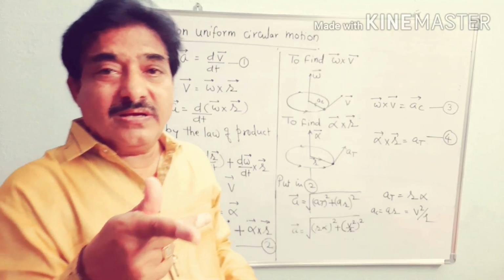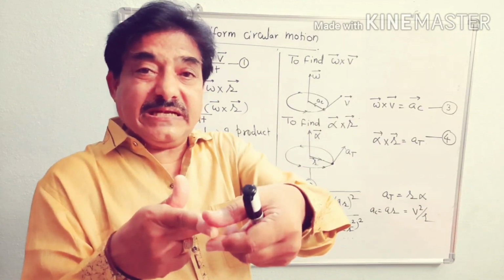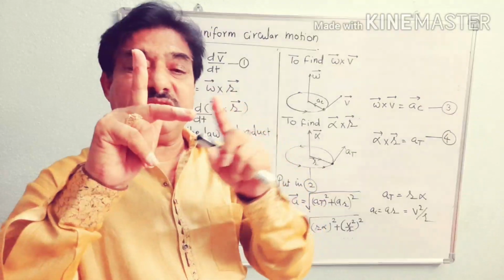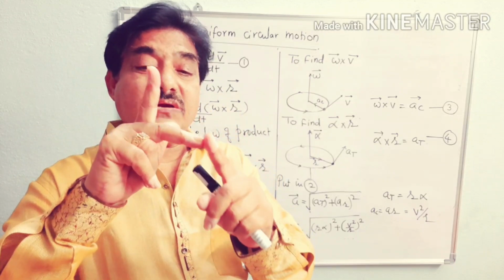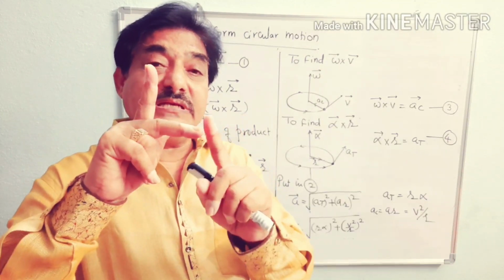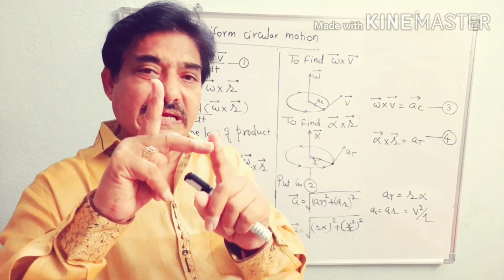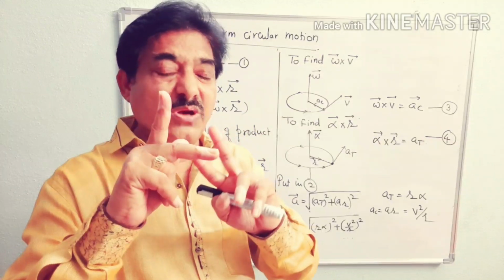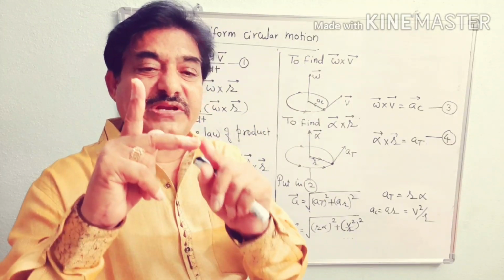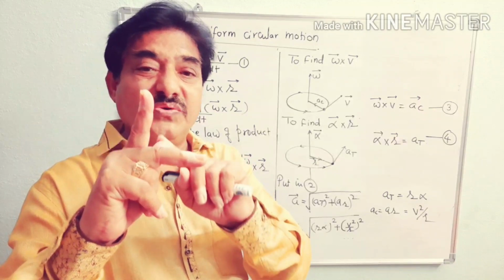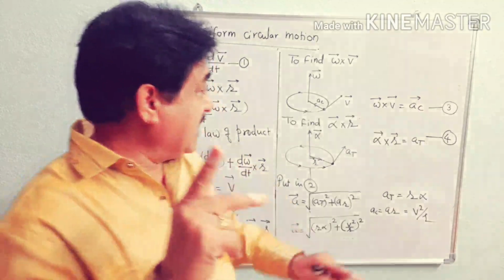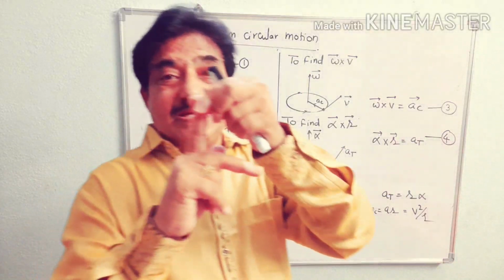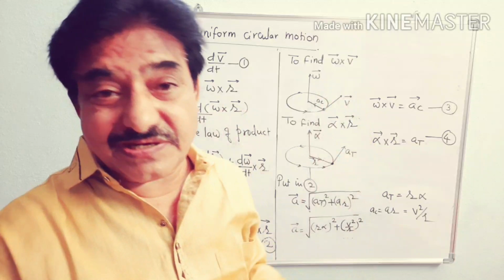We have to find the relation for tangential acceleration. Make this finger upside. Then this will be the first vector, this will be the second vector, r cross alpha. But this r is negative. As r is negative, we have to change the order of the cross product. Instead of taking r cross alpha, we have to take alpha cross r, and here alpha cross r is equal to tangential acceleration.